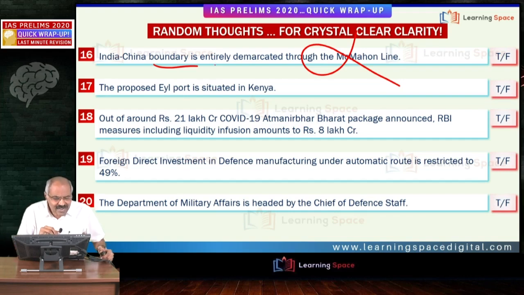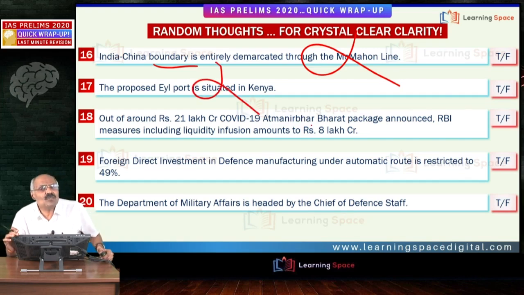The proposed Eil port is situated in Somalia. Why is this in the news? Because China is going to construct this port. When I talk about Kenya, the Mombasa port, please don't forget. Then this Eil port is in Somalia, right? Hambantota in Sri Lanka, Gwadar in Pakistan, Kyaukpyu in Myanmar, all these are in the news, right?